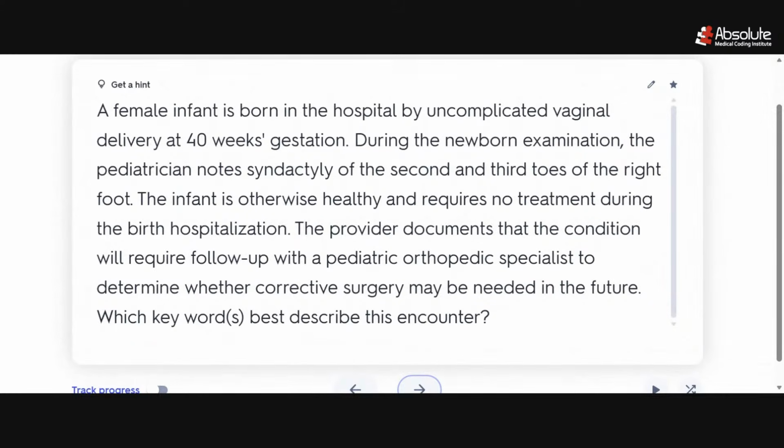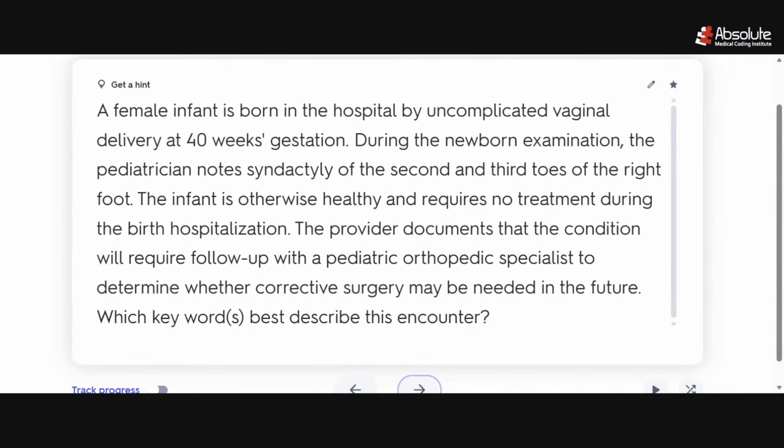A female infant is born in the hospital by uncomplicated vaginal delivery at 40 weeks gestation. During the newborn examination, the pediatrician notes syndactyly of the second and third toes of the right foot. The infant is otherwise healthy and requires no treatment during the birth hospitalization. The provider documents that the condition will require follow-up with a pediatric orthopedic specialist to determine whether corrective surgery may be needed in the future.